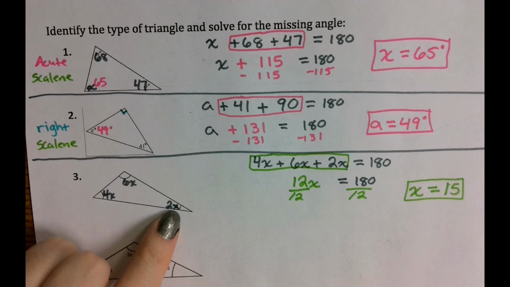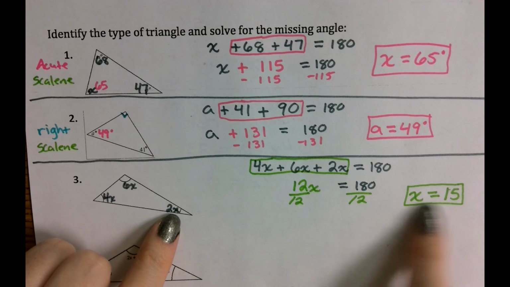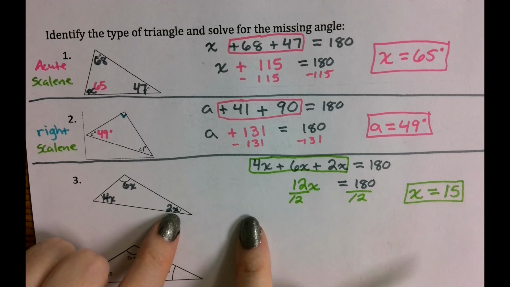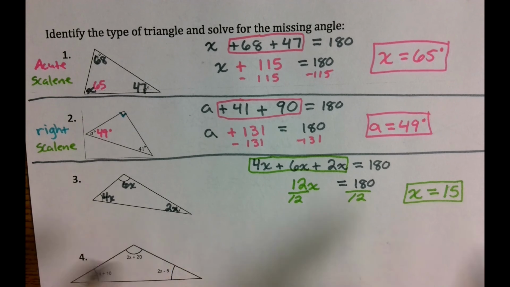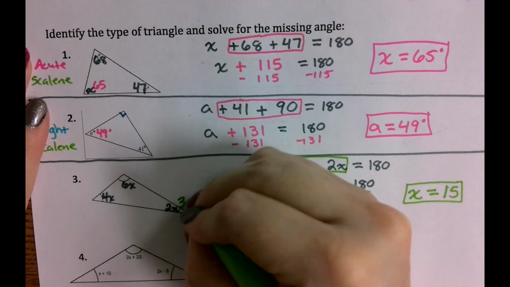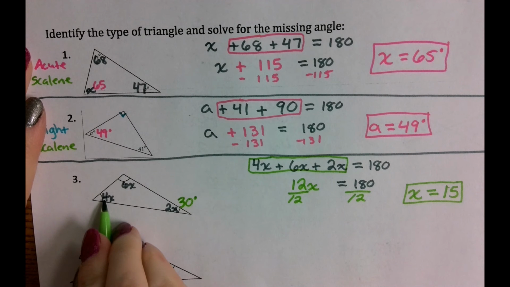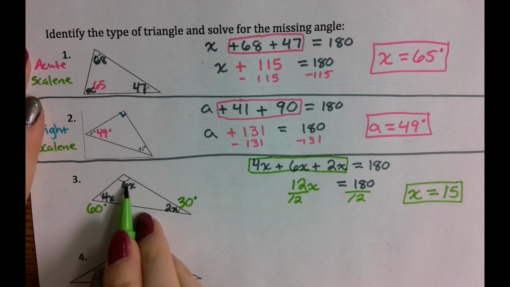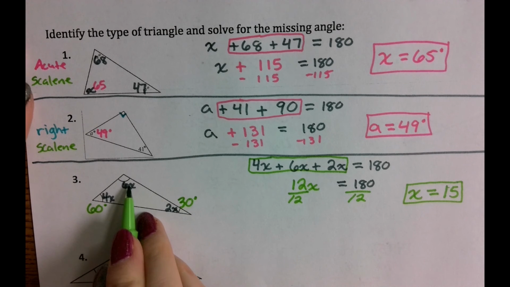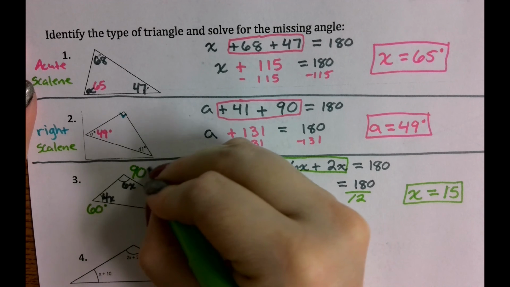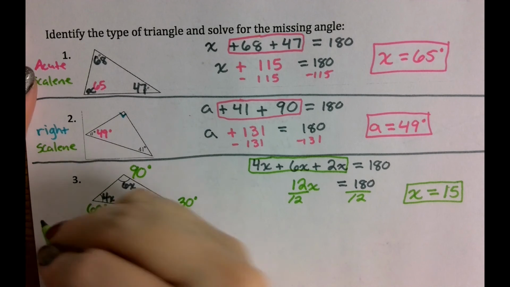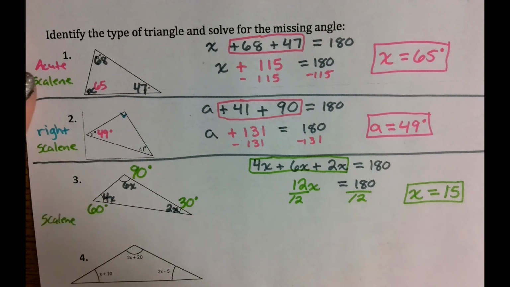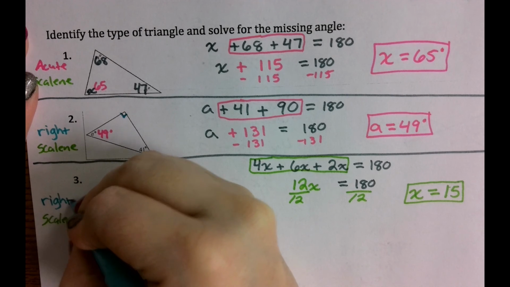So what did you do? You just substituted. All she did is, once we found what x was equal to, she substituted it into each of the angles. Instead of 2 times x, do 2 times 15. Okay, 2 times 15 is going to give us 30 degrees. What's 4 times 15? 60 degrees. What's 6 times 15? 90 degrees. Okay, so what kind of triangle? We know we're dealing with scalene. We already knew that. But what's the other one? Right. So it's a right scalene triangle.